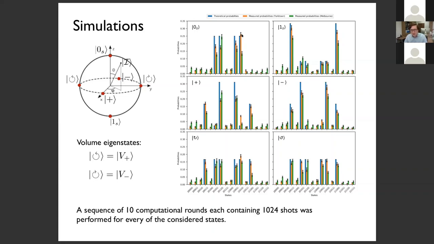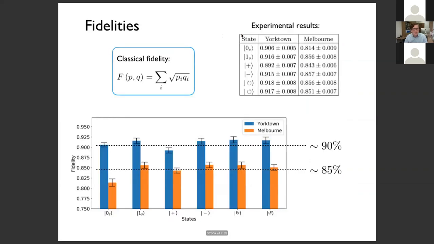But to see better the quality of these states, it's good to consider fidelities. Here we use the classical fidelity. We didn't perform a full tomography of the quantum state. So this is not a quantum fidelity that we consider here, but a classical fidelity.